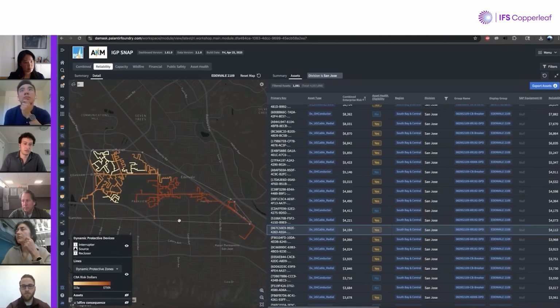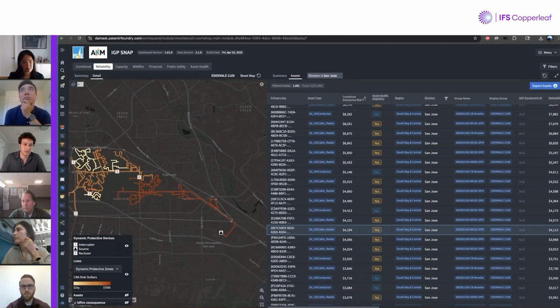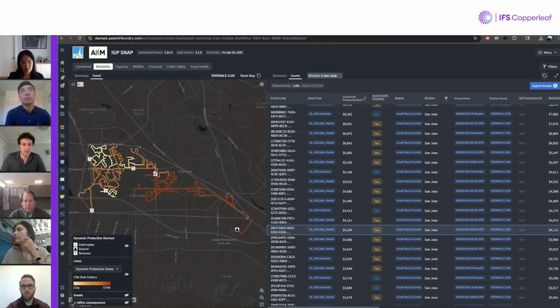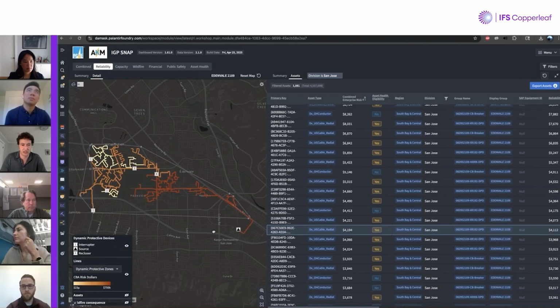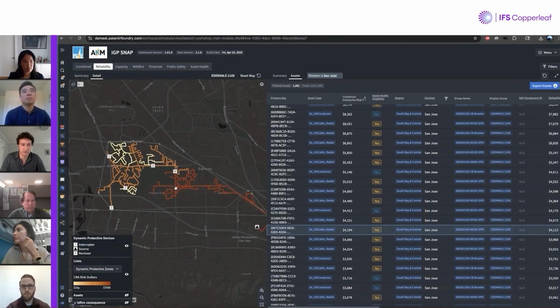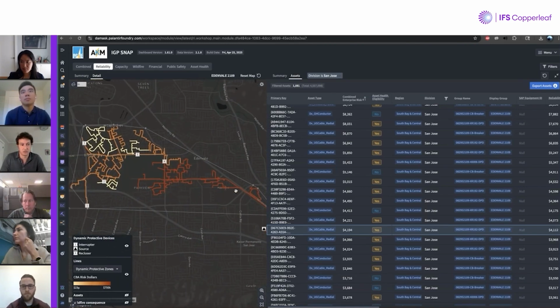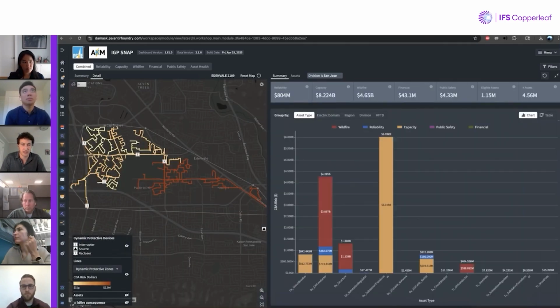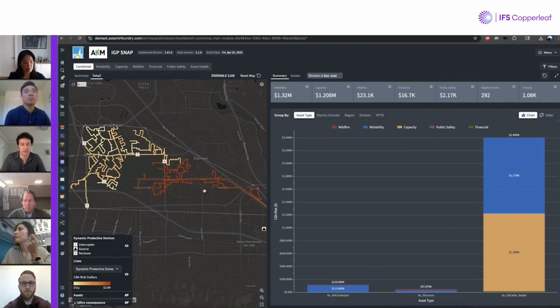Drilling in a little bit further, we can see the individual what we call dynamic protection zones, the level that we do our investment planning at right now, which is along this circuit. It's divided by reclosers or interrupters. And you can see the total amount of risk on a combined level in each of those zones. And similarly, you can flip back over to the summary of risk within the circuit.